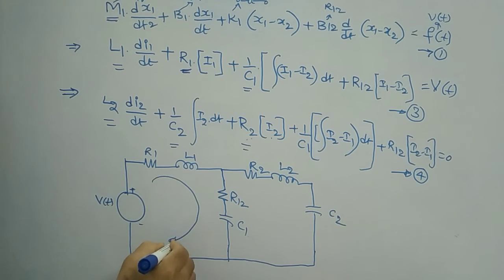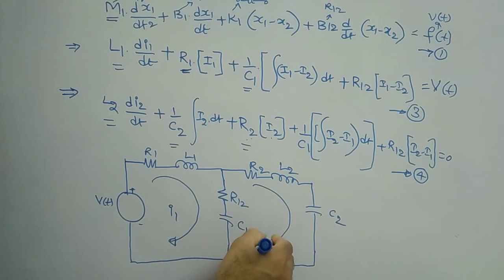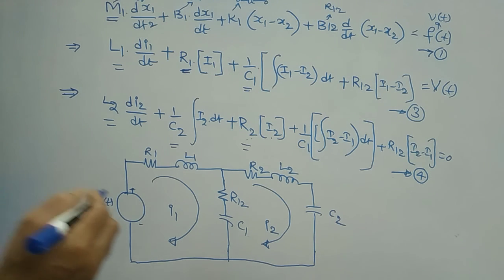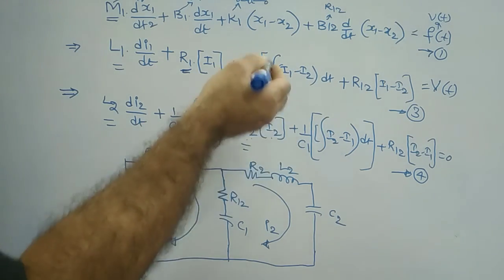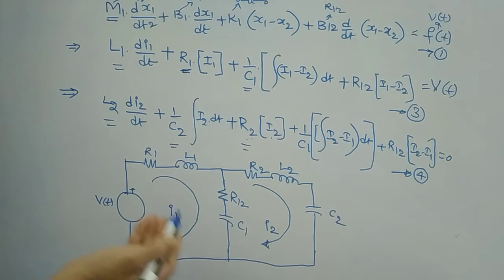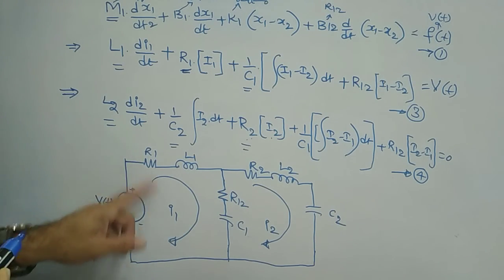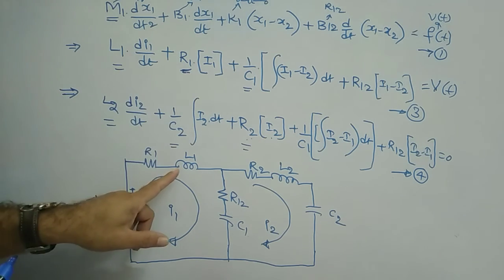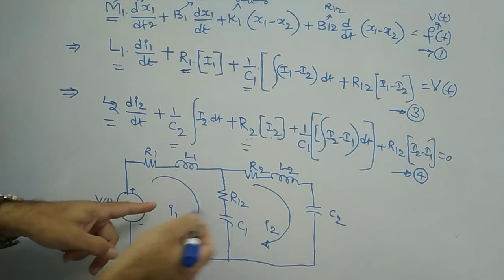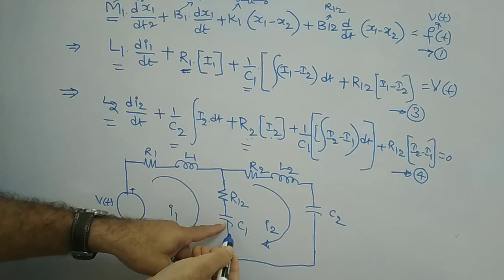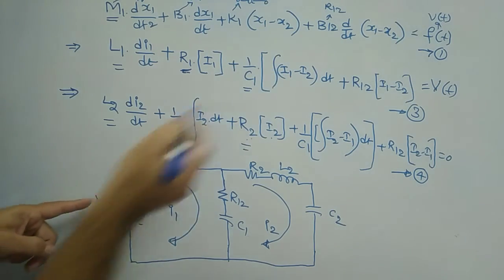Assume that this is your I1, this is your I2. You got it? This is the electrical equivalent circuit for the given mechanical translational system. So this is V of t. If you compare this electrical circuit with these two equations, definitely this is the result. So R1 I1, L1 into dI1 by dt, and R12 into I1 minus I2, and 1 by C, the voltage across this, equal to V of t.